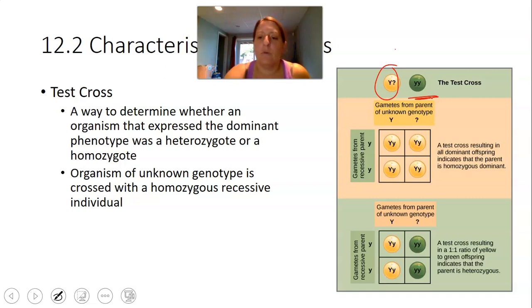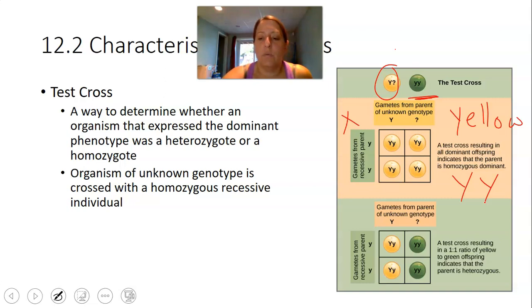Okay? And so if you do that and you get all yellow in the top one, that's going to be a good indication that your unknown genotype is big Y, big Y. You'd have to have a really large amount of offspring to really say that this is big Y, big Y. The second one is a little bit easier.